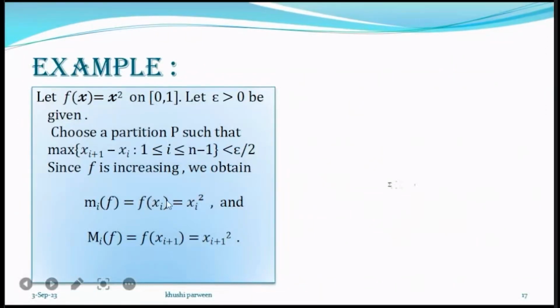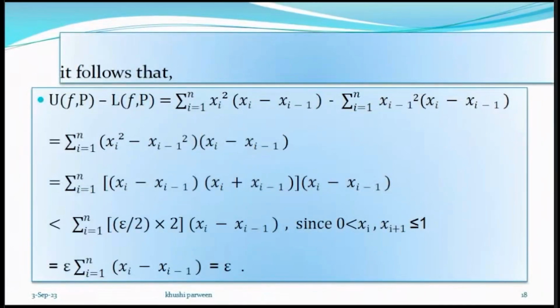Since f is increasing, we obtain the infimum of f is equal to f(x_(i-1)), which is x_(i-1) square from the definition of our function, and the supremum of f is equal to f(x_i), which is equal to x_i square. Now it follows that the oscillatory sum U(f,P) minus L(f,P) is equal to summation i equal to 1 to n of x_i square times (x_i minus x_(i-1)), which is by the definition of upper Darboux sum, minus summation i equal to 1 to n of x_(i-1) square times (x_i minus x_(i-1)) from the definition of lower Darboux sum.